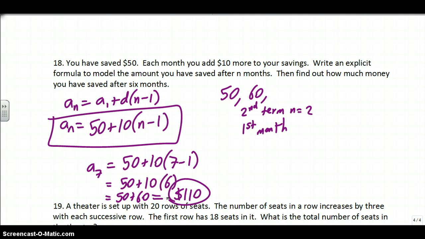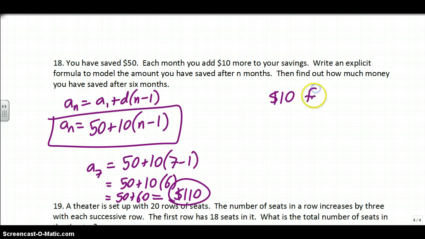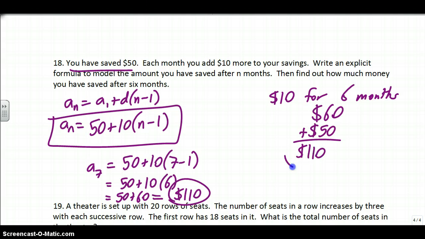Okay? But let me show you an easier way to handle this. I understand you need to know the formula, but let's figure it out an easier way. Okay? How much have I saved after 6 months? Well, I have $10 every month, right? For 6 months. So that means in that 6 months I'm saving $60. But I already had $50, so I have to add to that. You get the 110. Okay? $10 for 6 months, that's $60 plus the 50 we had from before.